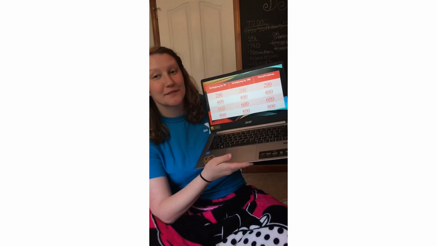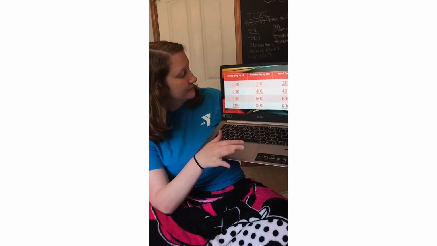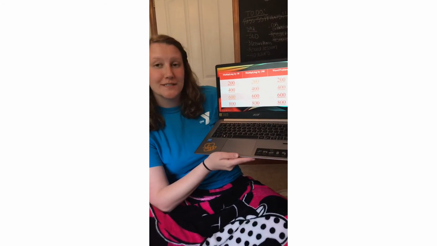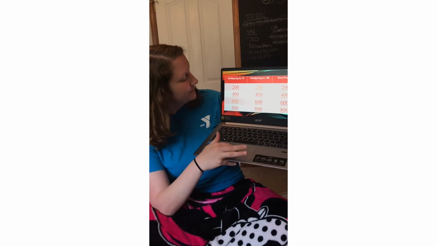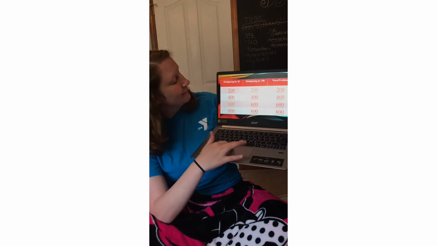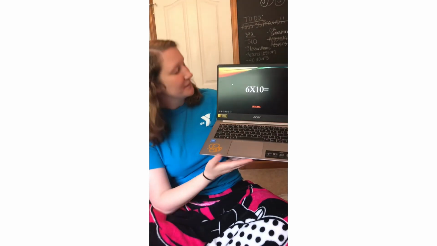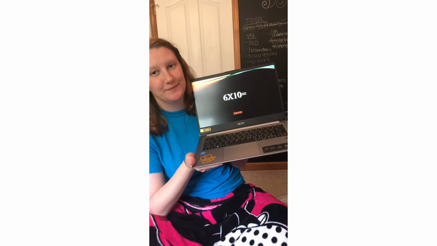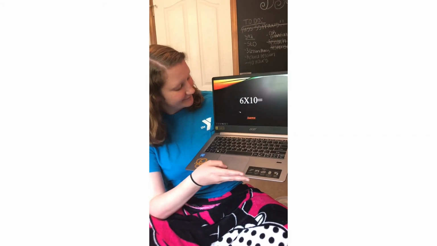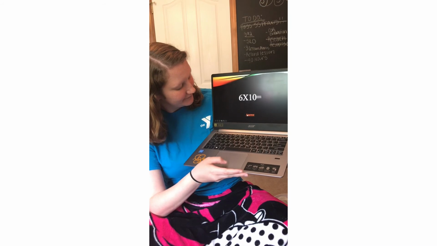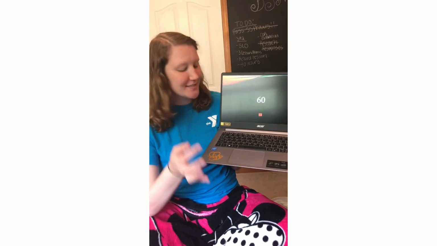Group 3, pick a number. We'll take multiplying by 10 for 200 points. What was it? Multiplying by 10 for 200 points. Okay. 6 times 10. 60. Yay! The answer was 60.